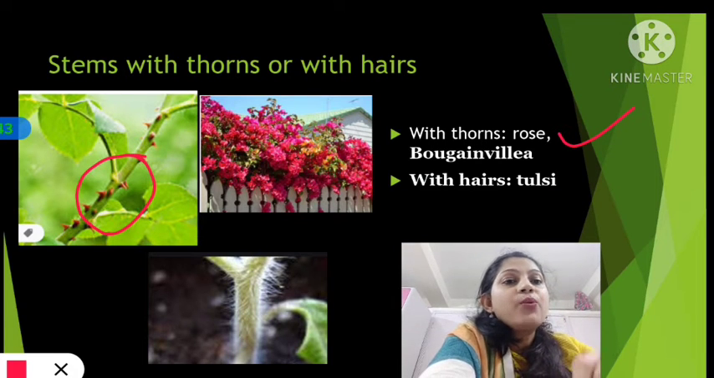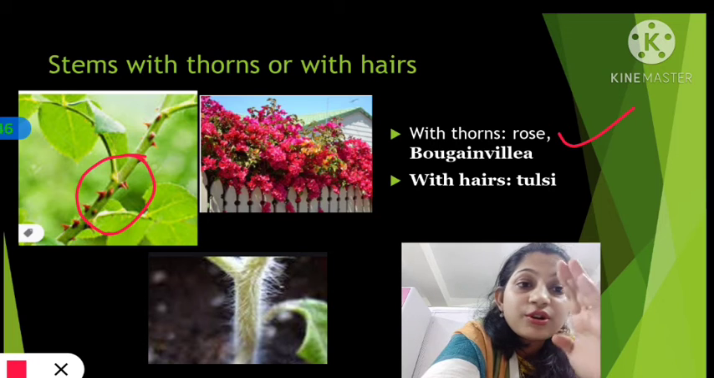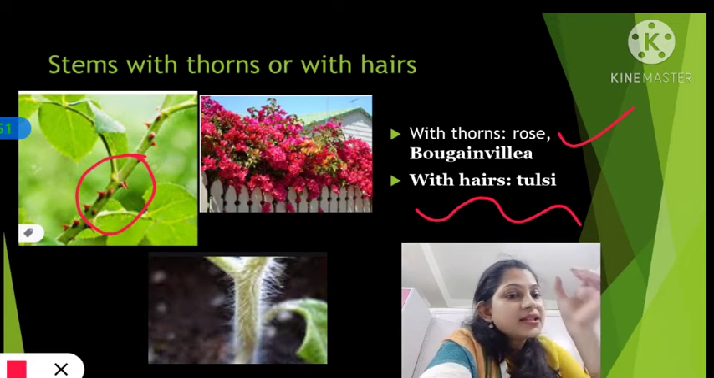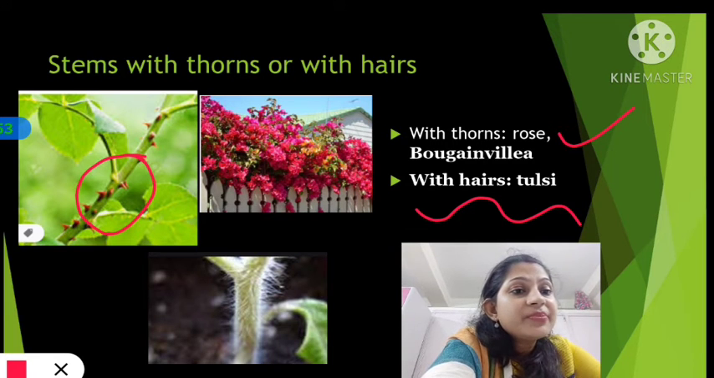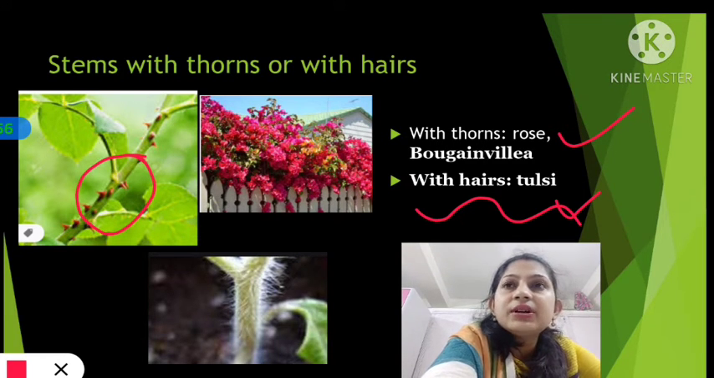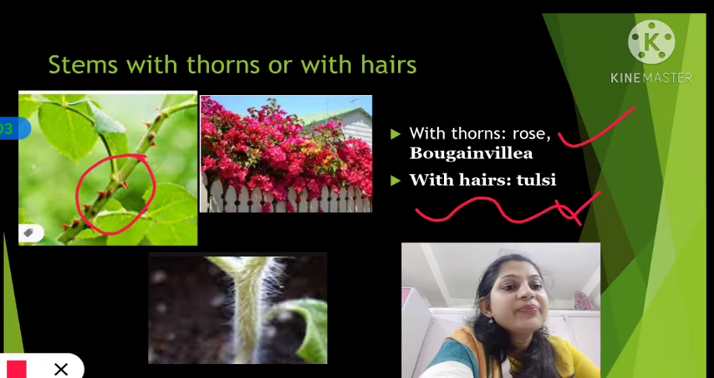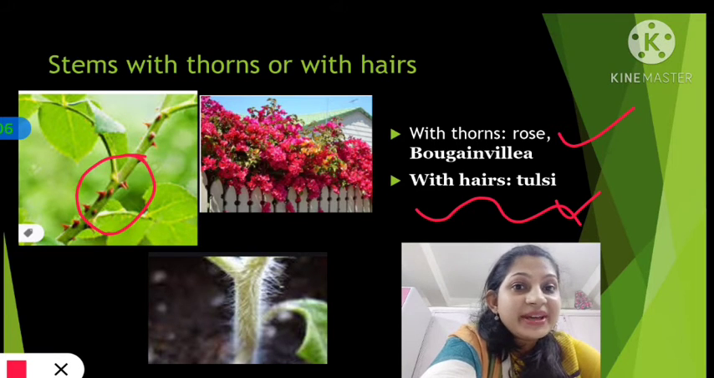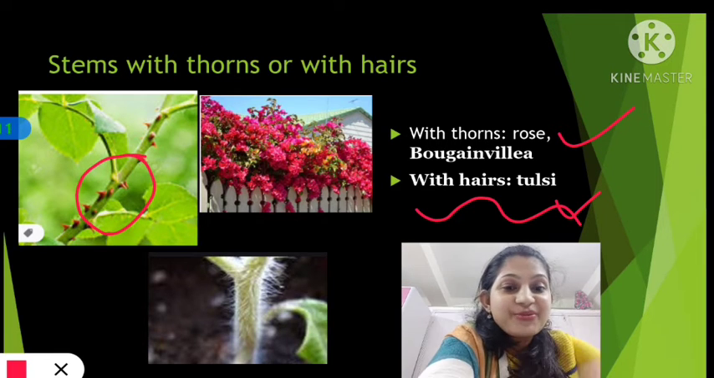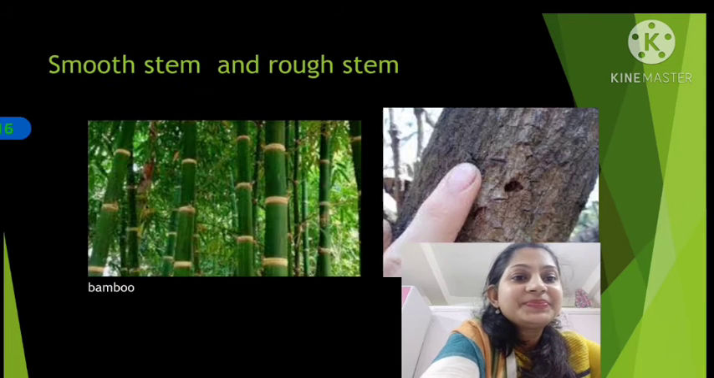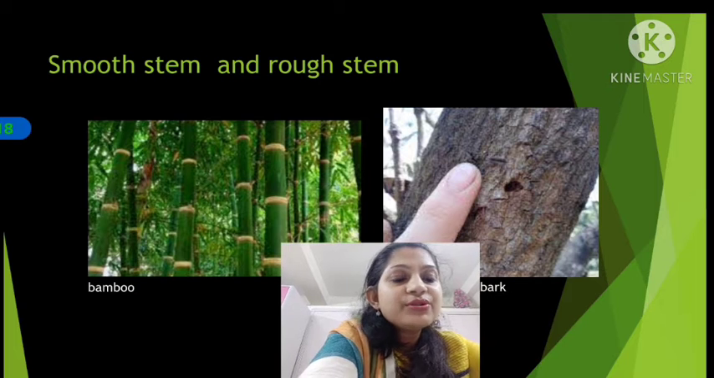Now one more thing, some have thorns while some have hairs on the stem. Yes, the stem is very hairy. Example is tulsi. And I think in pumpkin also, the pumpkin stem has fine hairs on the body. You might have seen. In our coming live class, I will be asking you to give me names of a few more plants. If you have seen any, please share your knowledge in the class. Now see, coming to this one.